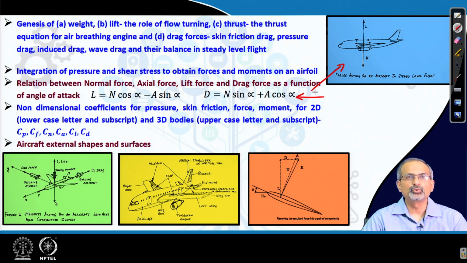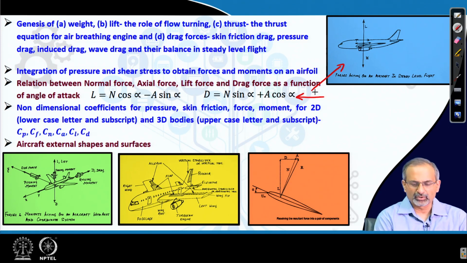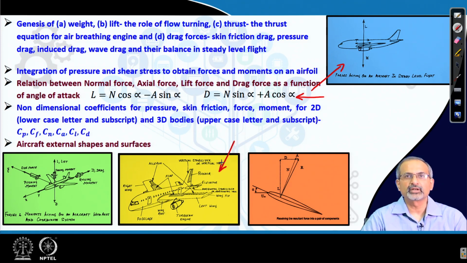Then we learned about how to non-dimensionalize forces and moments, and in the process we introduced many coefficients like pressure and skin friction coefficient, force coefficients comprising normal, axial, lift and drag forces, and then different components of moments. In all, we discussed 3 components of forces and 3 components of moments, and we learnt about the nomenclature, how we indicate it for a 2D and a 3D body, and then we learnt about the external shapes and surfaces on an aircraft which help to maneuver and execute the mission of an aircraft.